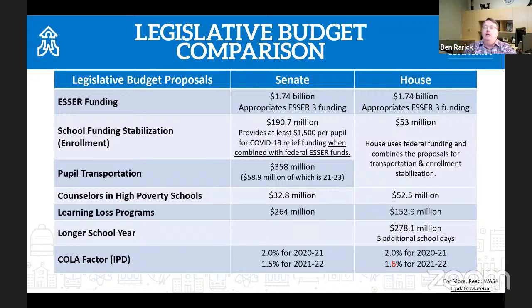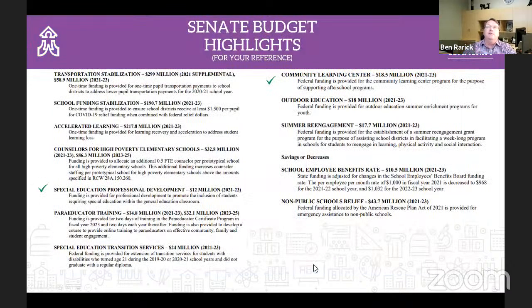And then finally, it doesn't happen very often, but the COLA proposals for the two chambers differ ever so slightly. I'm not really sure if that was a mistake or by intention, but 2% and 1.5% versus 2% and 1.6%.